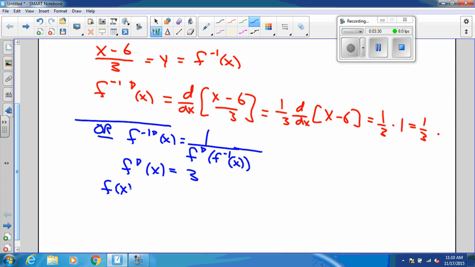Wait, how? Because f of x was 3x plus 6. So you've got to keep your eye on the ball. We've got two different functions going here. We've got f, and we have its inverse. This is f, and that's its inverse. So the inverse is 1 over 1/3, basically. No, don't make it too hard. This is f. What's f prime?